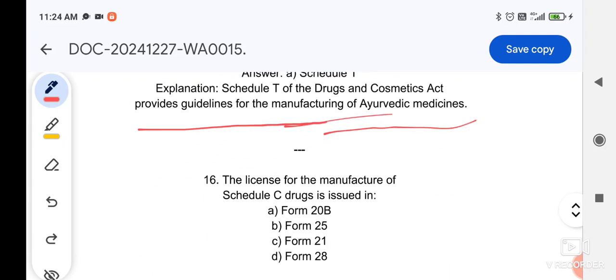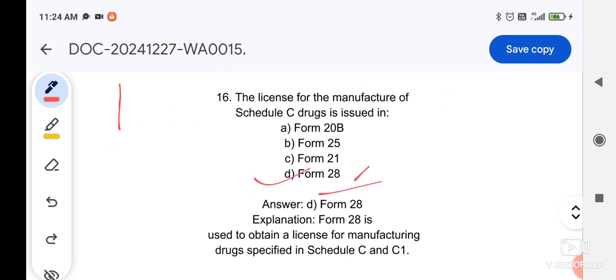Now the 16th question. The license for manufacture of Schedule C drugs is issued on: option A Form 20, option B Form 25, option C Form 21, option D Form 28. The correct answer is option D, Form 28. Form 28 is used to obtain a license for manufacturing drugs specified in Schedule C and C1.